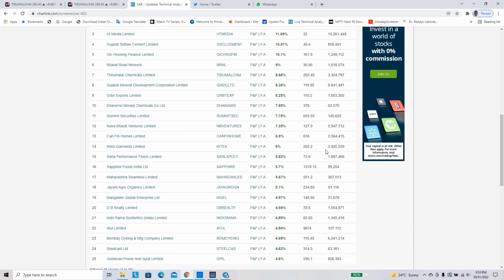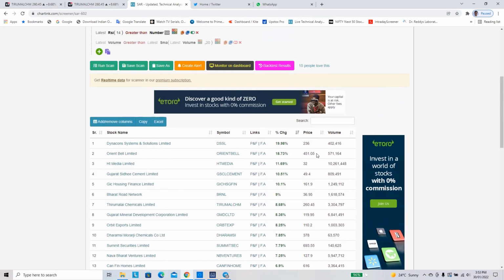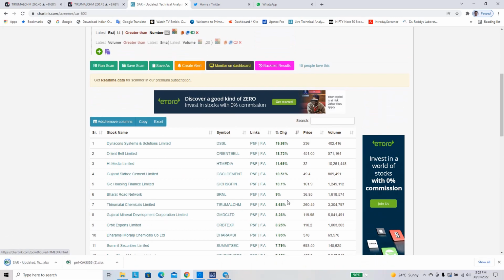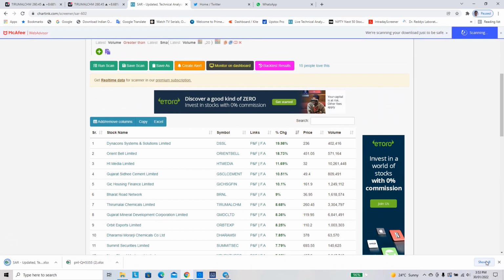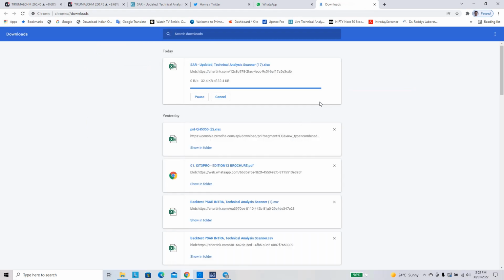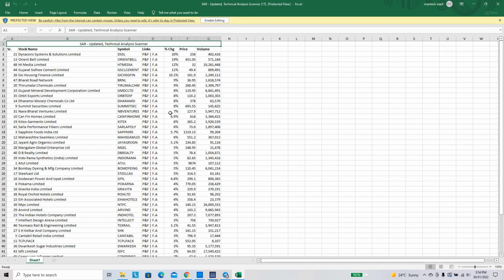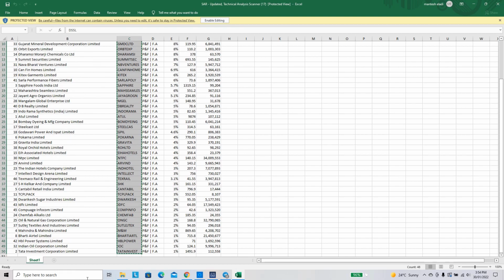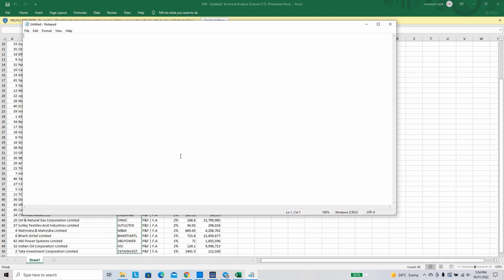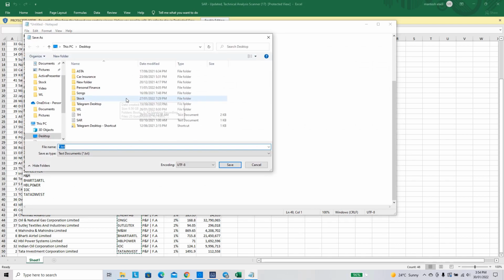Okay, so once you run the screener, what's the next process? Then Excel. So download this sheet. So here is your sheet, open it. Okay, so just copy this symbol, go to Notepad, paste it and save it wherever you want. I will just paste it here on the desktop and maybe put today's date.